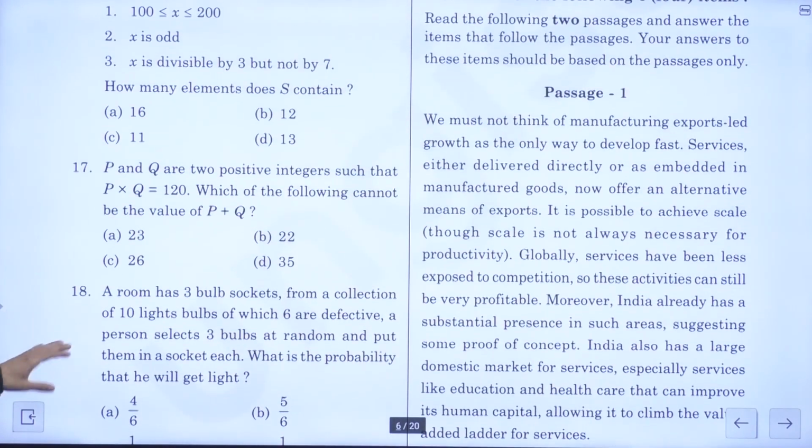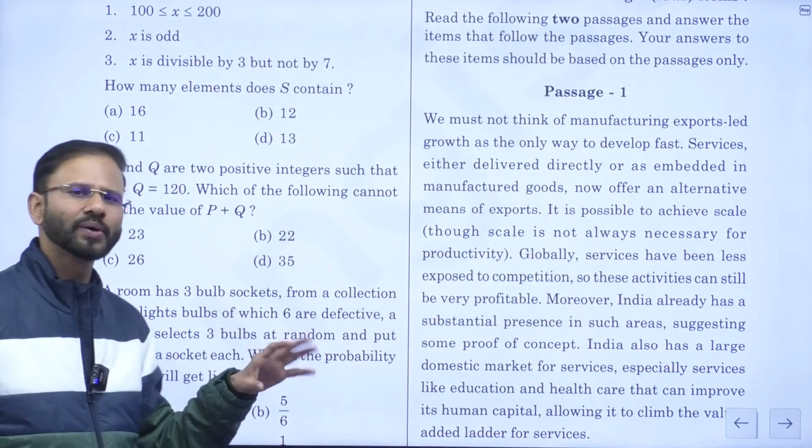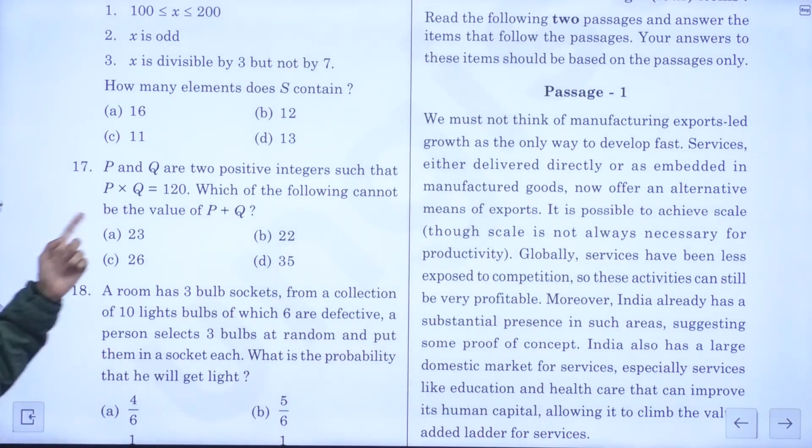Then question number 18 belongs to the probability questions. I'm just leaving this question. This is based on at least one: total minus none. You can solve this question easily. Fine.